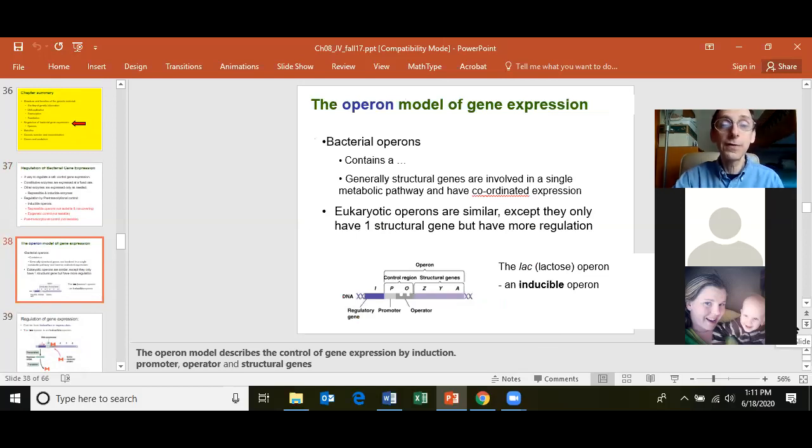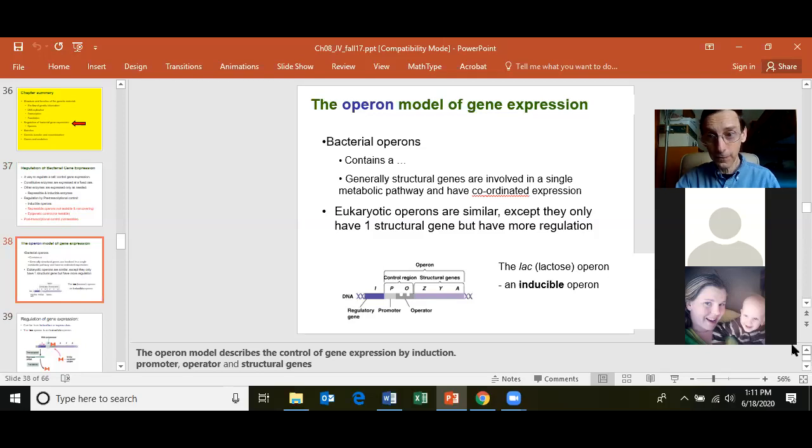So how a cell controls the level of gene expression is by using operons. And we're going to talk about the operon model of gene expression. A bacterial operon is sort of like a super gene. An operon contains the structural gene or genes that we're talking about. So we'll be talking about the lactase gene.